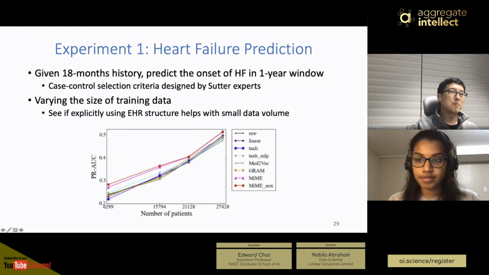And obviously the MIME and the MIME variant, the gap was wider in the lower data regime compared to when I was using the entire training data set. So it is more robust when you have less data and you are relying on domain knowledge. That is the reason why it is a good idea to leverage the structure of EHR if you know it.